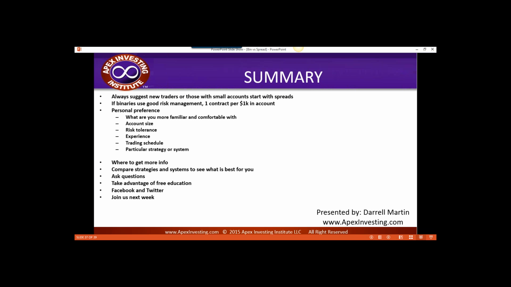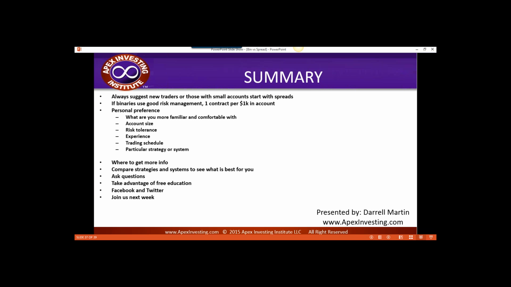Don't be doing that. So again, this is not me trying to sell you one way or the other on binaries or spreads. It's me showing you the differences, okay? But if you've got a smaller account, if you're under $1,000, under $500, I'm going to tell you to go with spreads, all right? That's what would be my personal preference, but figuring out which one you want to go with is your personal preference.